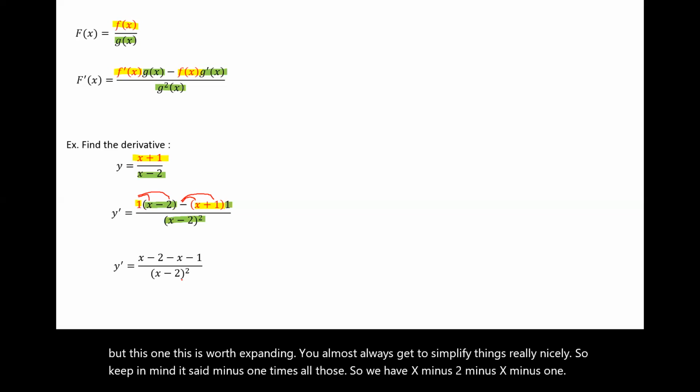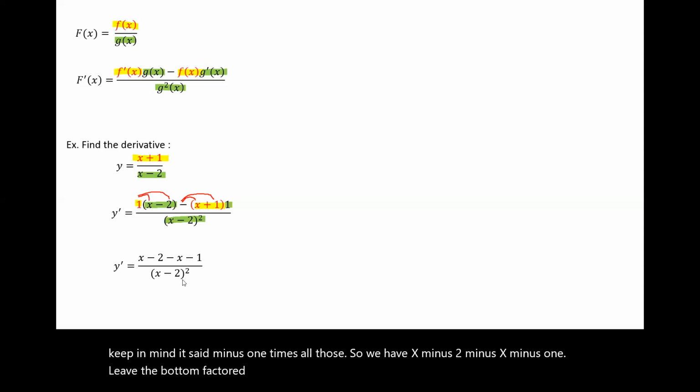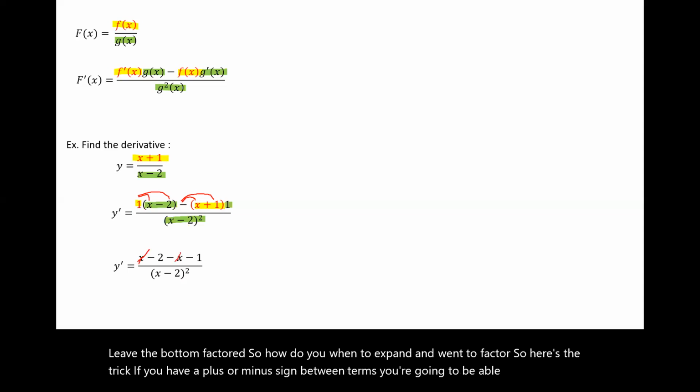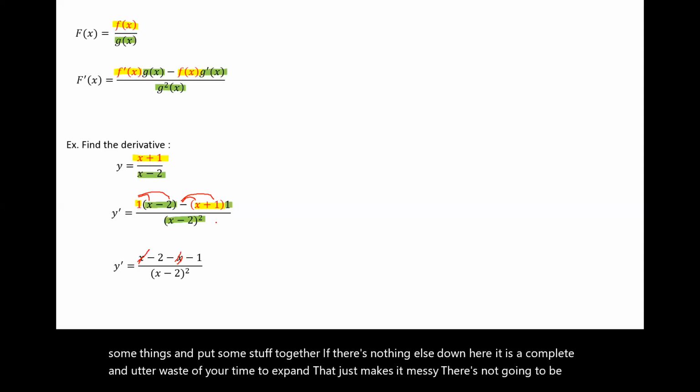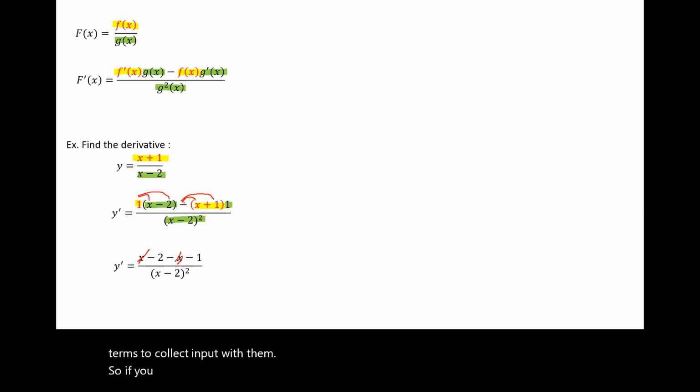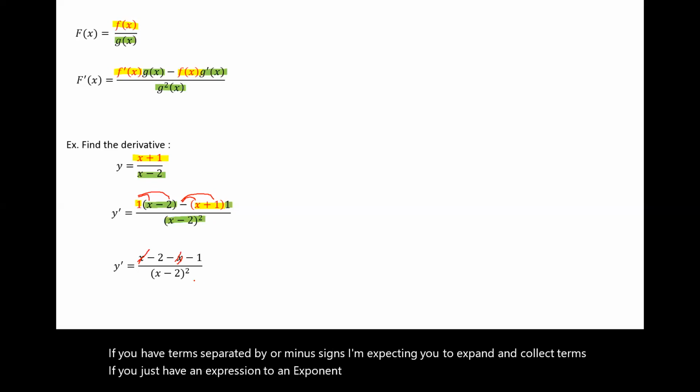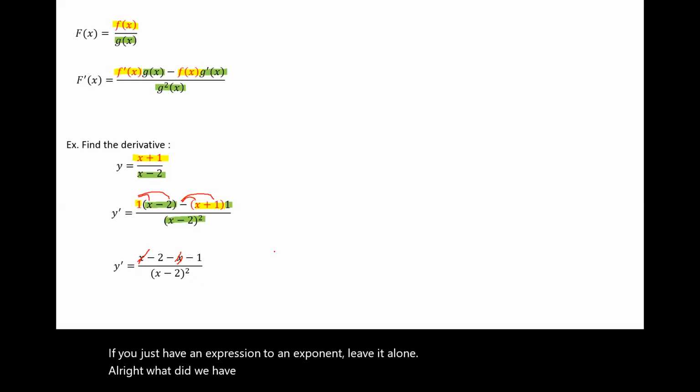Leave the bottom factored. So how do you know when to expand and when to factor? Here's the trick. If you have a plus or minus sign between terms, you're going to be able to eliminate some things and put some stuff together. If there's nothing else down here, it is a complete waste of your time to expand that. It just makes it messy. There are not going to be any terms to collect. So if you have terms separated by plus or minus signs, I'm expecting you to expand and collect terms. If you just have an expression to an exponent, leave it alone. All right, what did we have here? Minus 3 over x minus 2 squared. And why you want to simplify.